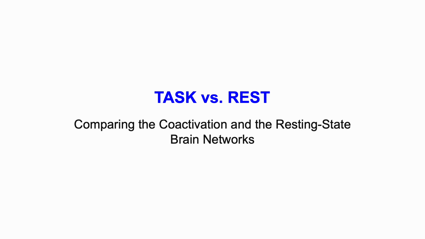Task versus rest. There has been some debate as to what is a task activation map and what is a resting state connectivity map. While some have suggested that the resting state functional connectivity map is a superset of task activation, others have suggested that while task activation is used for functional localization, functional connectivity is used to study functional integration.